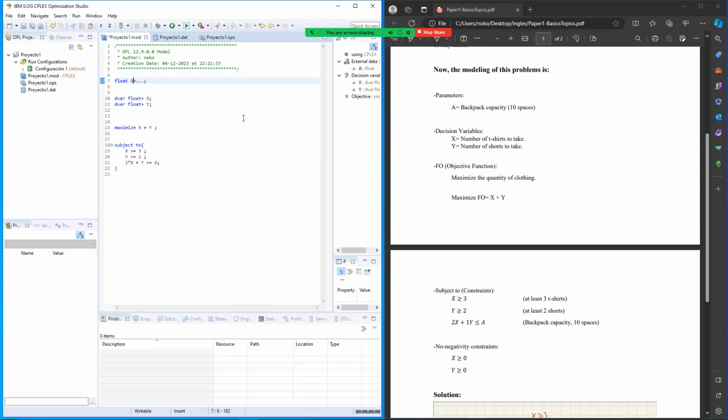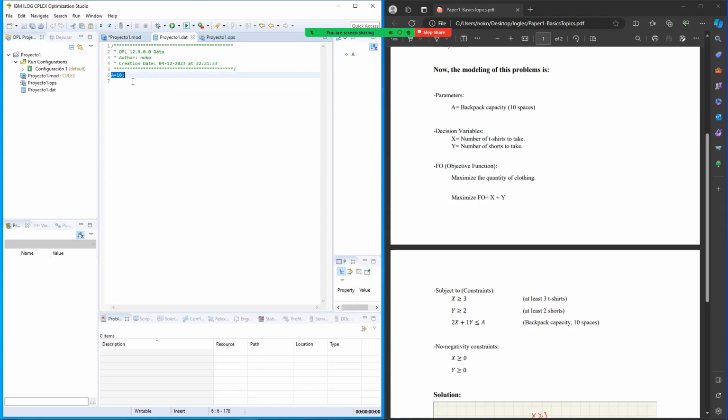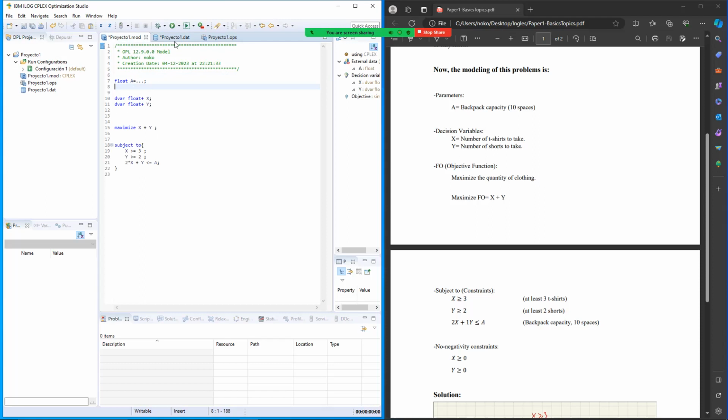Float A equals, point, semicolon. What I'm representing here is that this information will be here. So if in another case I have the same model but with a capacity of 12 spaces, I only have to change this number and the model will be the same.